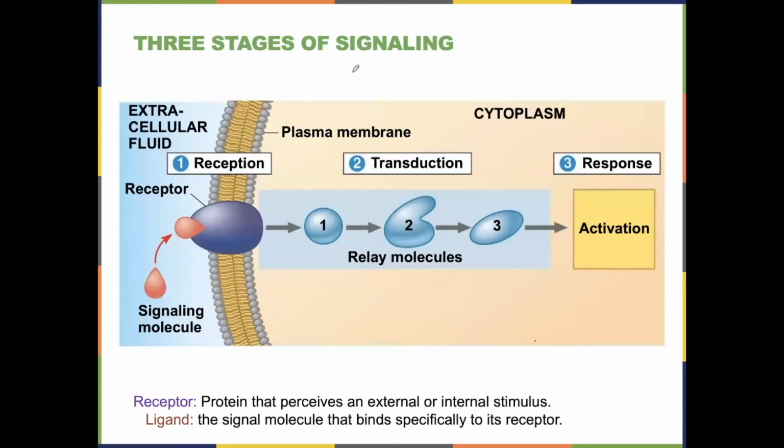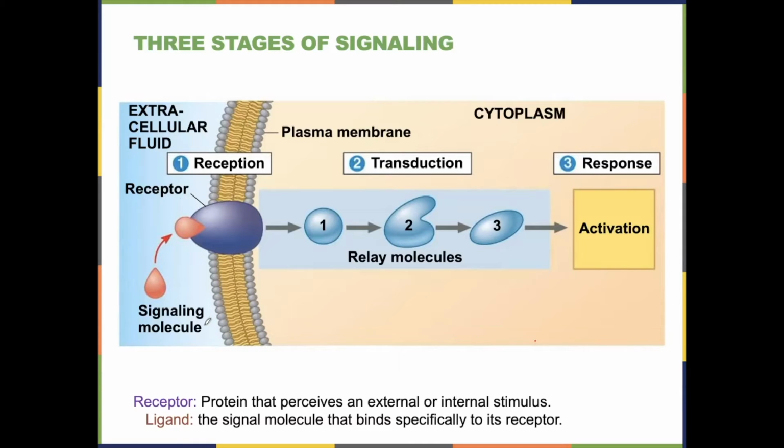Now, when we think about the receiving of that signal and what happens in response to that message, there are three main stages of signaling. The first is what is called reception, where we receive the message. So we have the plasma membrane here, and we have this protein called a receptor protein that's embedded in it. Now, this receptor protein detects a specific kind of signaling molecule that is meant to attach to it, like this.